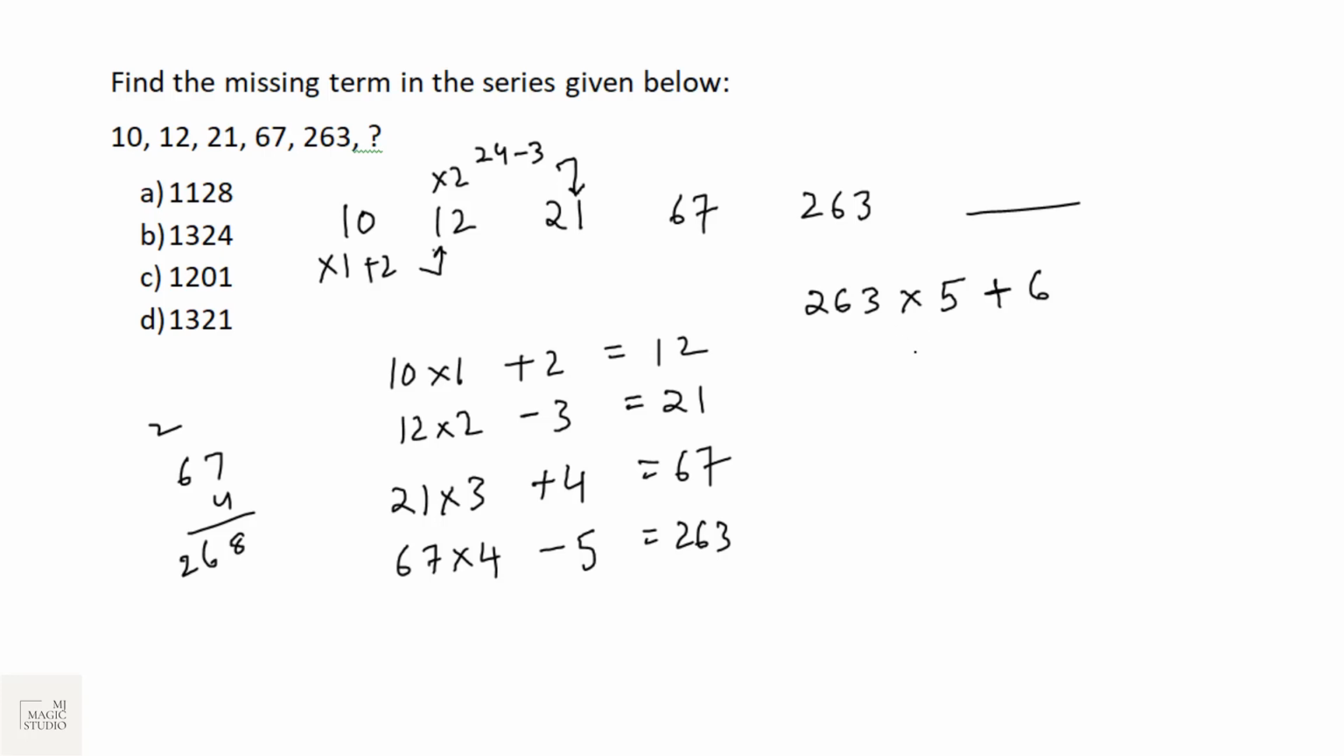Plus minus plus minus plus. 263 into 5 is 1315, plus 6 is 1321. Next number should be 1321, and that we have in option D.